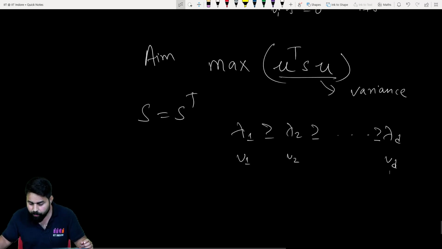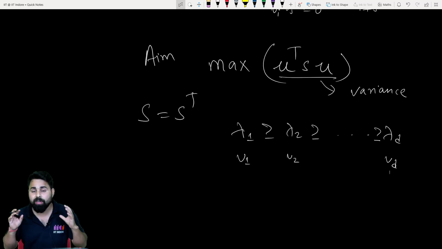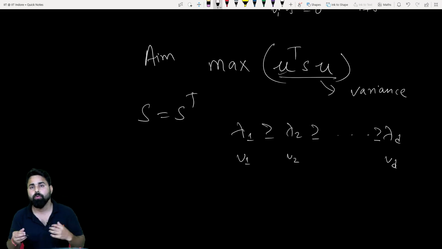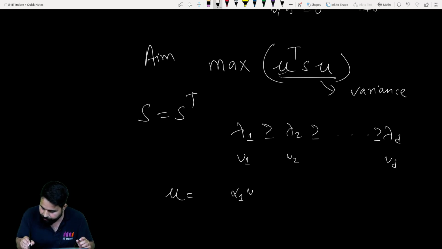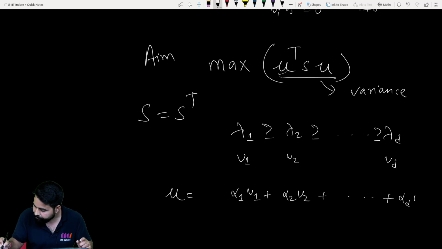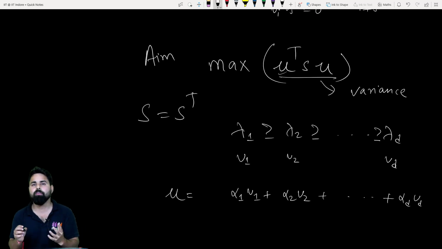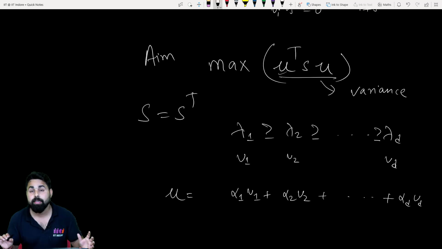Very good. So now because they are orthogonal, I can write any vector u, it does not matter what u is, as a linear combination of these vectors: alpha 1 V1 plus alpha 2 V2 and so on up to alpha d Vd. So I can always write u as a linear combination of the eigenvectors of your symmetric matrix S, which is nothing but the covariance matrix.